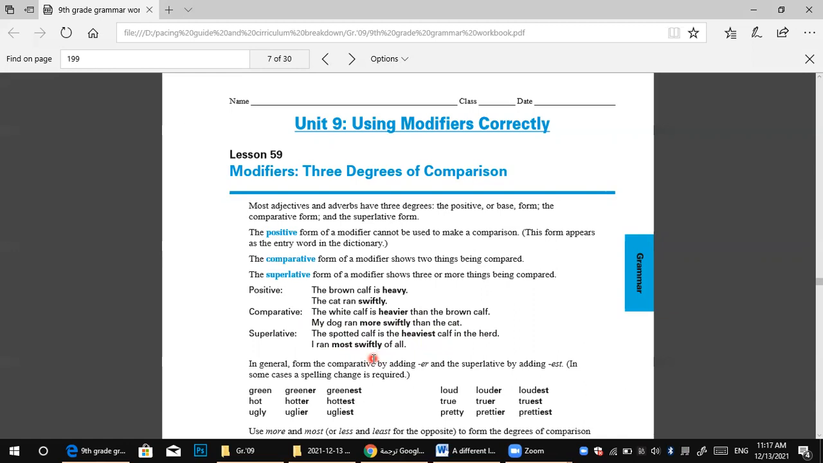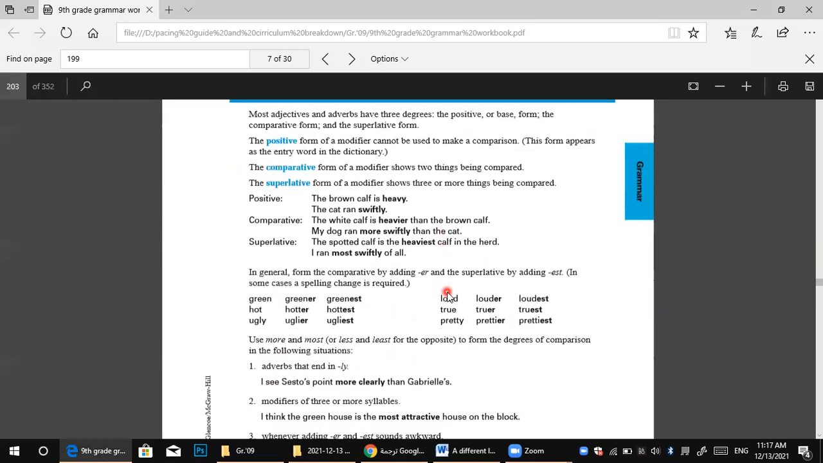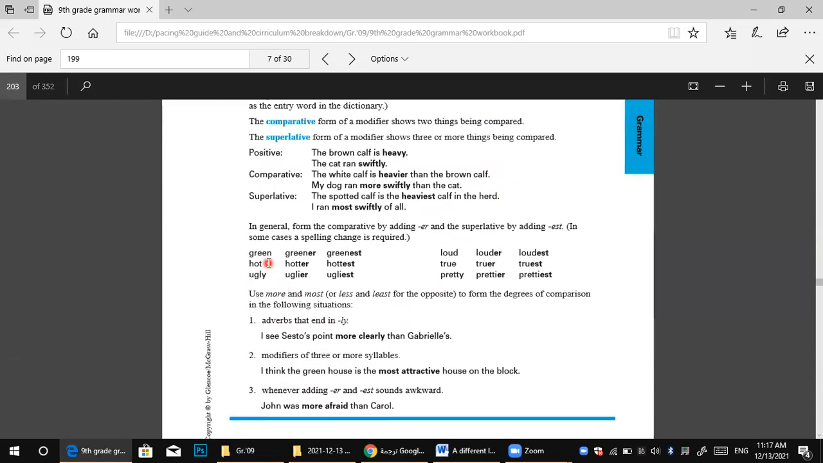In these examples, we omit Y and put I instead of it, and we also have most with swiftly. Moving to the next part: greener, greenest, hotter, hottest, uglier, ugliest. For the short adjectives, you add ER for the comparative and EST for the superlative.